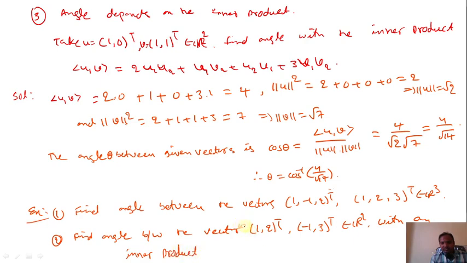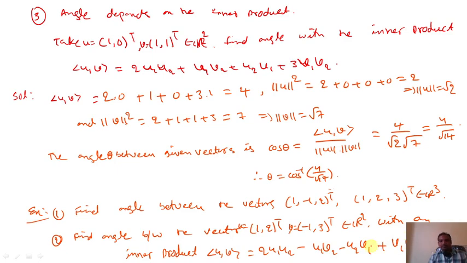Take this is u, this is v. The inner product u comma v equal to 2 u1 u2 minus u1 v2 minus u2 v1 plus v1 v2. Now try these two problems.